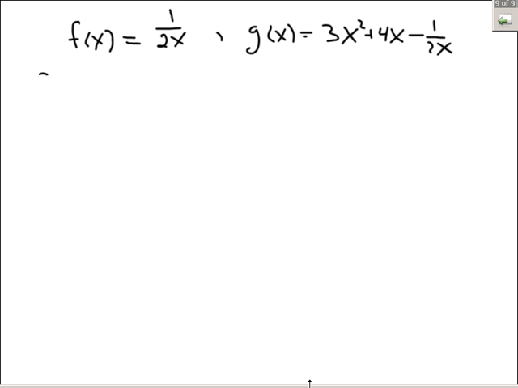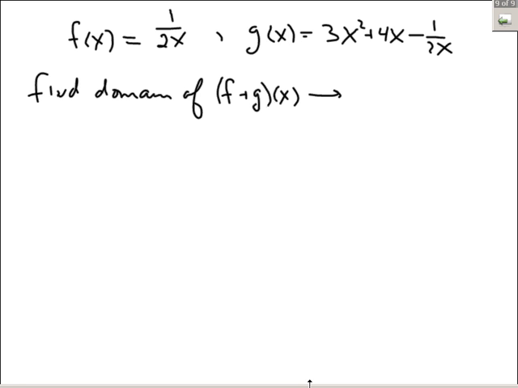Okay, so we want to find the domain of f plus g of x. I will call this in the future the domain, D for domain, of f plus g. What is the domain of f plus g? Now, it is not good advice to calculate f plus g of x.